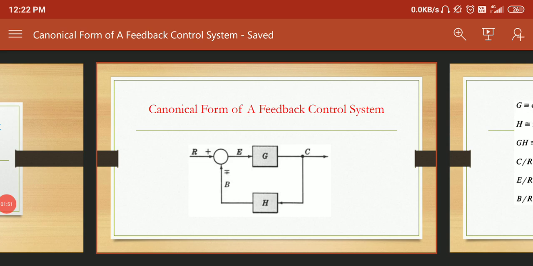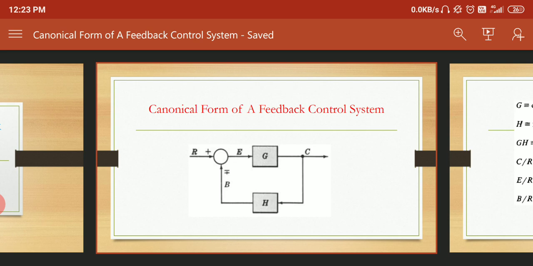As we all know, this is a closed loop system, because in this block diagram there is a feedback loop from C to H. In open loop there is no feedback loop. That is, in open loop there is only input, then the system, and the output. Then there is G. G is for direct transfer function. In this block, the control takes place in this G block.